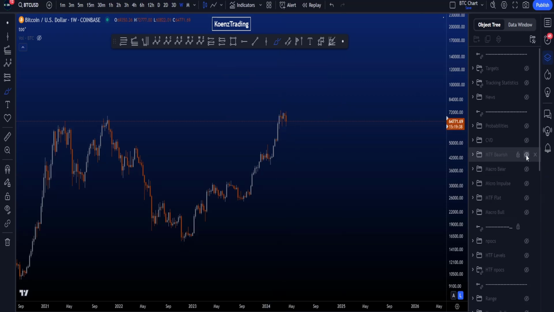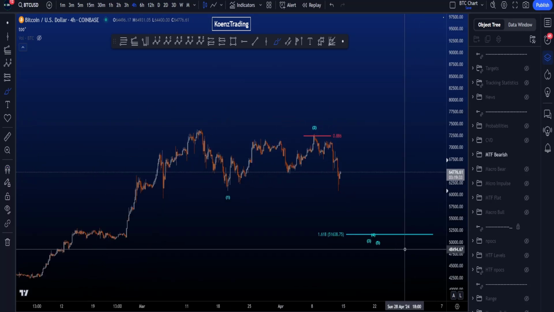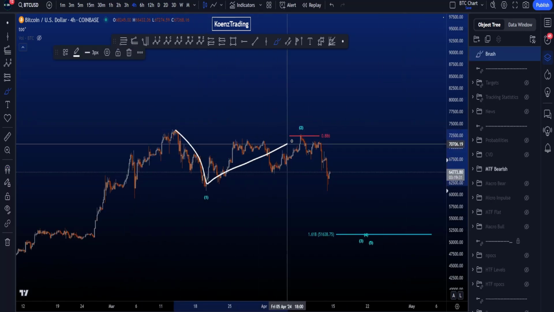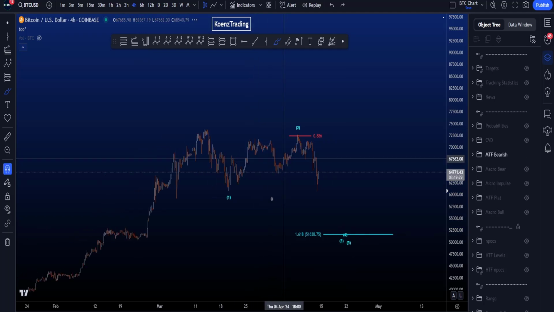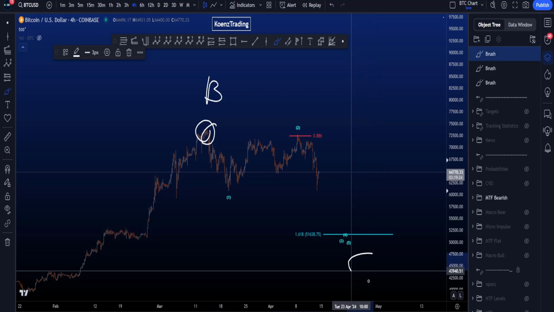But that also means that on the lower time frames, we are looking for an impulsive structure to the downside, because if we can't count an impulse to the downside here, the probabilities are low that this is the end of your wave B, and this is the beginning of a bigger wave C.